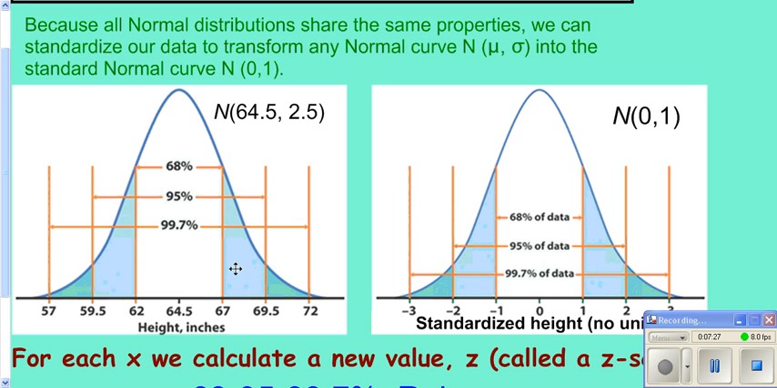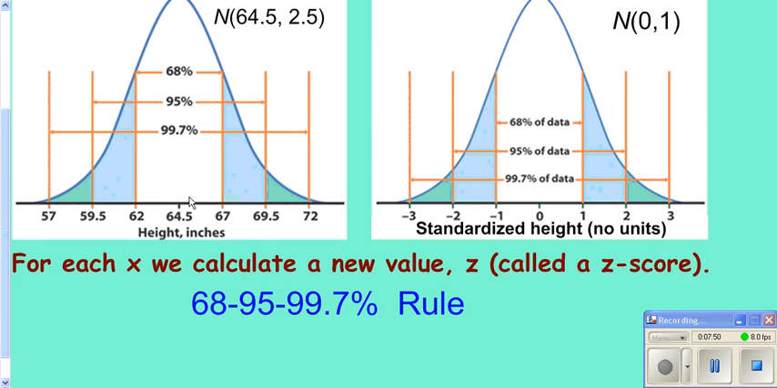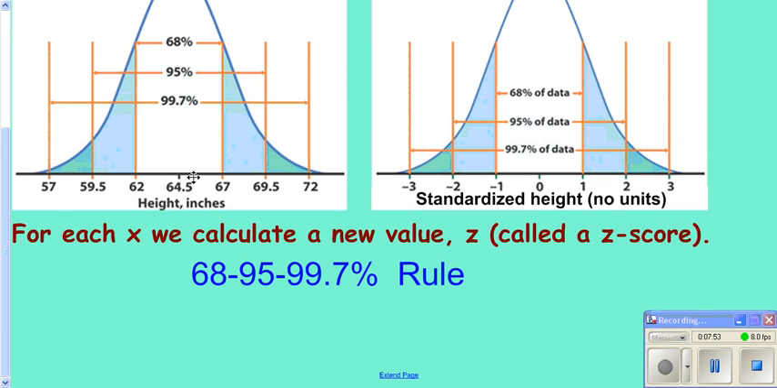If you add your 2.5 twice, 2.5 to get to here, another 2.5 to get to here, you'd be at 69.5, or 2.5 subtracted and another 2.5 subtracted, that's 59.5. So from 59.5 all the way up to 69.5, that's two standard deviations above and below your mean. That's 95% of your data. Now, how many standard deviations above and below your mean you are ends up being your z-score. Z-scores just tell you how far above and below your mean you are.